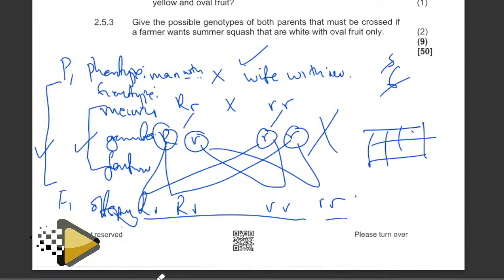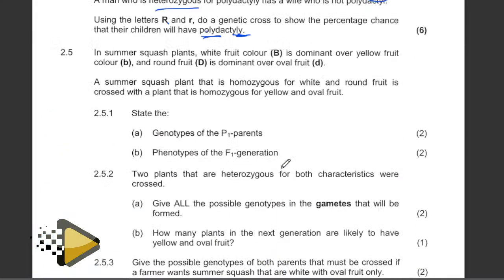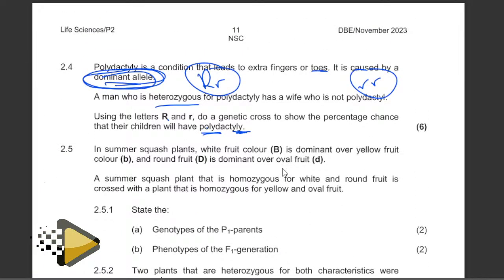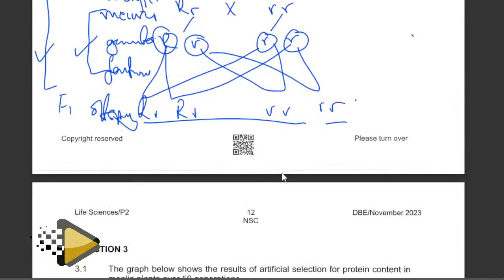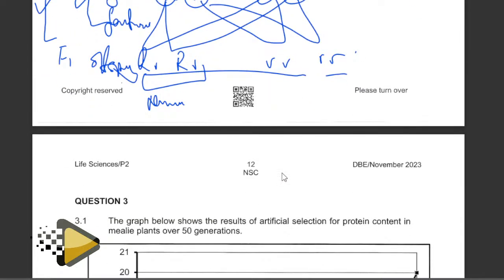Out of 6. But if you got all these correct now, but the question is asking you, there might be a compulsory mark. Let's find the compulsory mark here. They're saying use the letters, do a genetic cross to show the percentage chance. The percentage chance, so percentage is a key point. It is a key point of having the kids with the disease. So basically, we have 2 people with the disease and 2 people without.